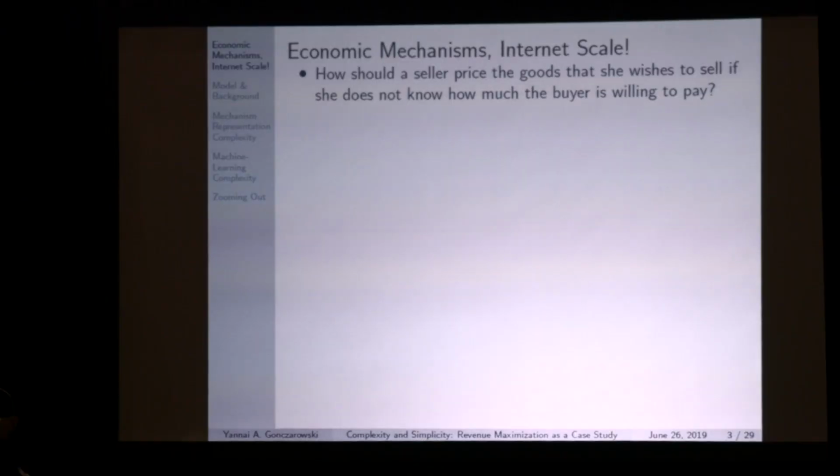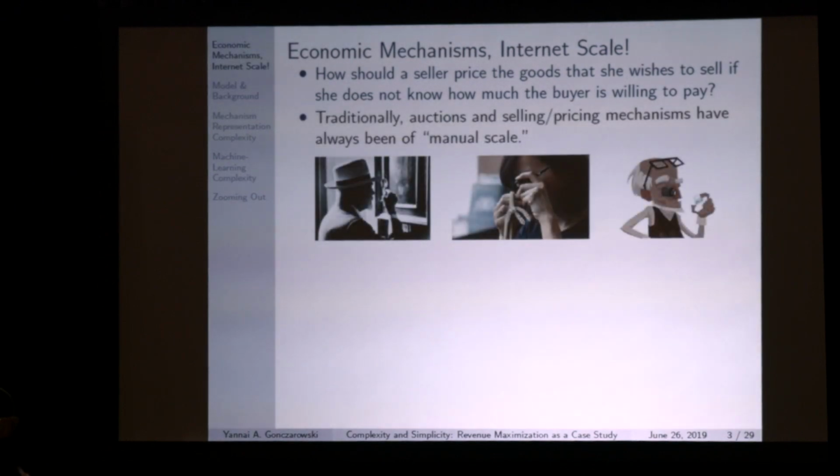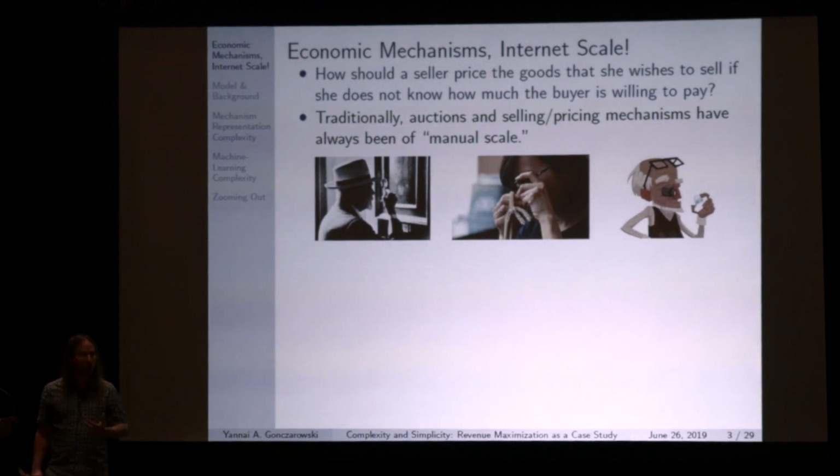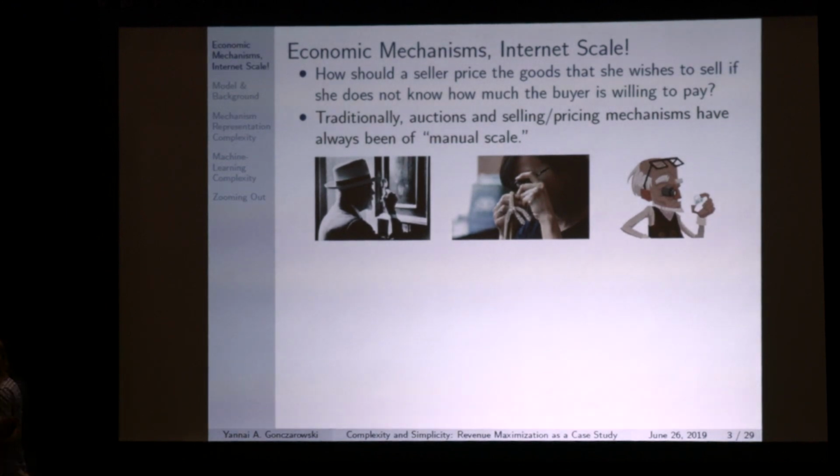So let's start. Here's a question. How should a seller price the goods that she wishes to sell if she does not know how much the buyer would be willing to pay for them? So traditionally, auctions or selling pricing mechanisms have always been of manual scale. Even the biggest of auction houses employ enough expert appraisers to be able to go manually and separately dedicate time to each item sold and decide upon the optimal starting price for the auction or other parameters of the auction in order to maximize the revenue of the sale.